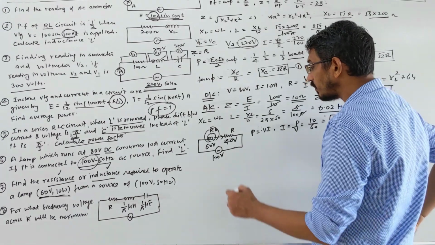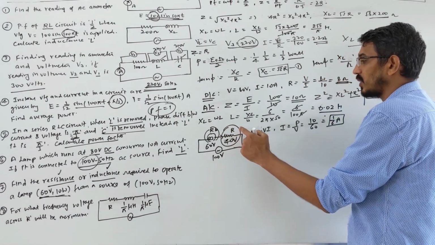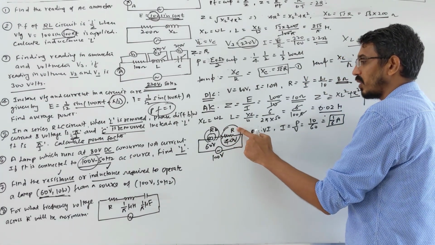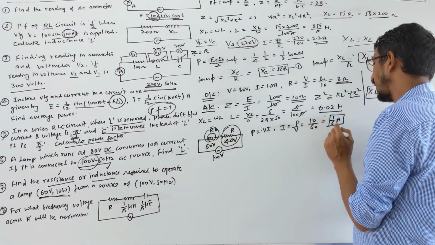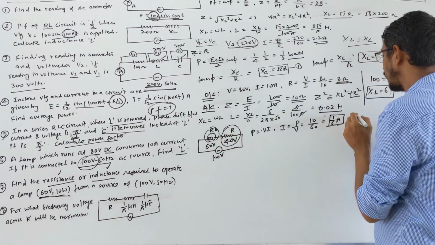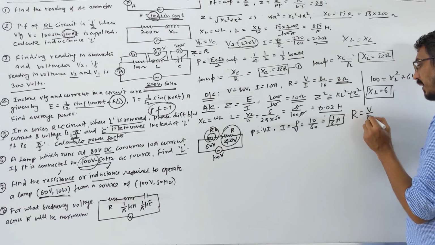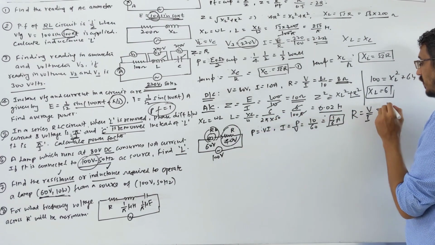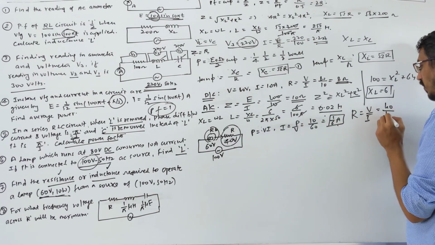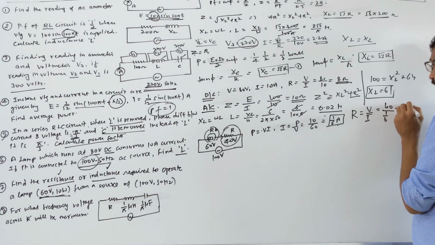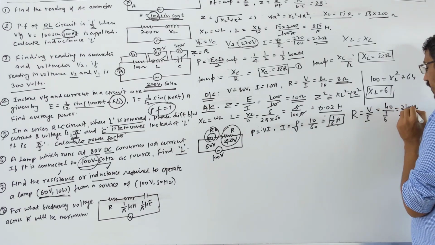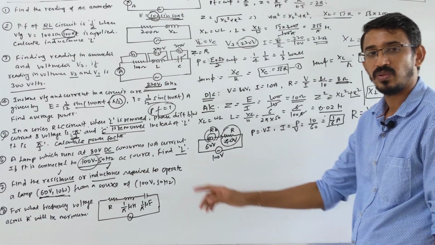So what is the voltage drop across R? 40 volt. And the current flowing here is 1 by 6 ampere. So you can easily calculate the resistance as V by I. The voltage drop across the resistance is 40 and the current is 1 by 6, so this becomes 240 ohm. That much resistance will be required if you want to operate this bulb.